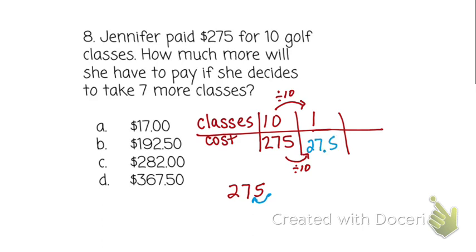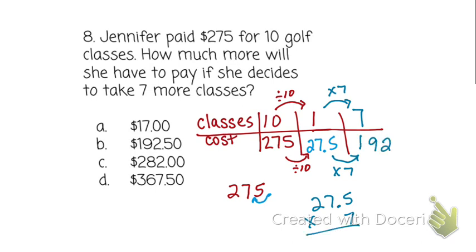And now I just need to go back and figure out 7 classes, right? I need to know 7 classes. So how do I get from 1 to 7? I multiply by 7. And whatever I do to the top, I do to the bottom. So I just take this 27.5 and I multiply it by 7. And I will get $192.50. Okay, check and see if you got that right.